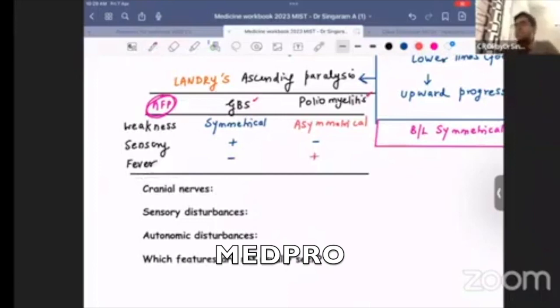Please keep a note of this. Poliomyelitis typically has this flaccid paralysis. That is what we are discussing. Is that clear?